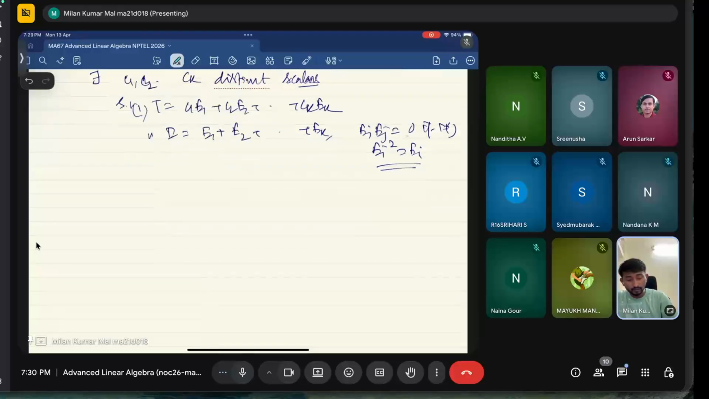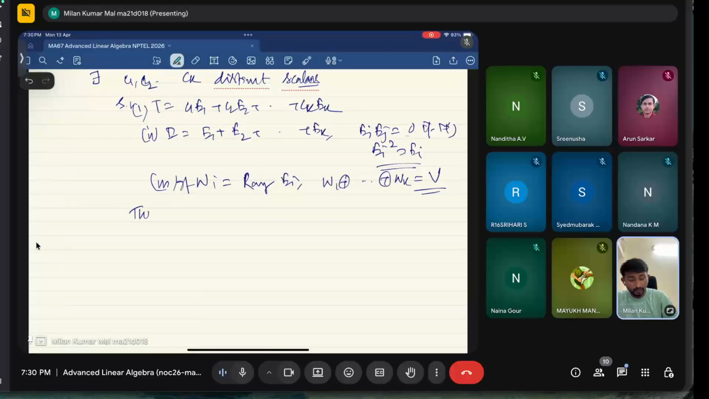This is the property. And the third one is that if Wi equals the range of Ei, then W1 direct sum, all of them orthogonal, equals the vector space V. Then T is diagonalizable. Here there is nothing else. We have the fact that V is a vector space. Here there is no initial assumption.